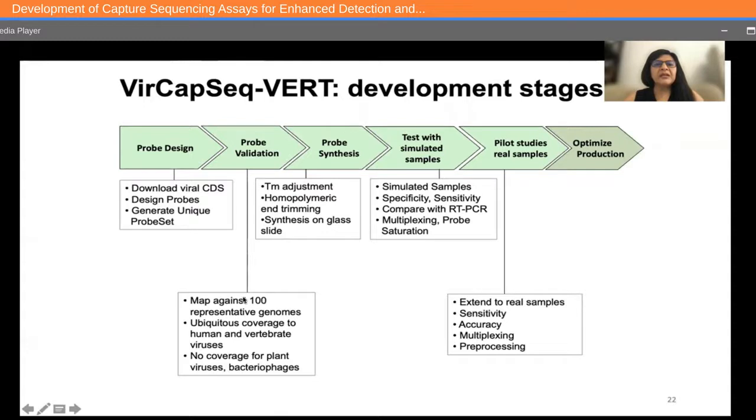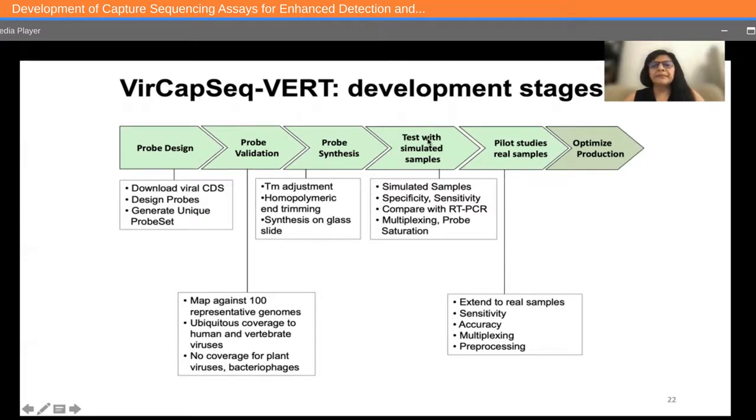Then the probes were validated by mapping against 100 representative genomes to see that the probes are mapping to these genomes ubiquitously, and also that they map only to vertebrate viruses, not to plant viruses or insect viruses or bacteriophages. And after in silico probe validation, we did probe synthesis, where the TM was adjusted, homopolymeric sequences were removed and trimmed, and the probes were synthesized on glass slide using a glass slide method.